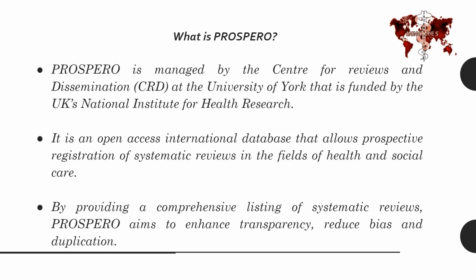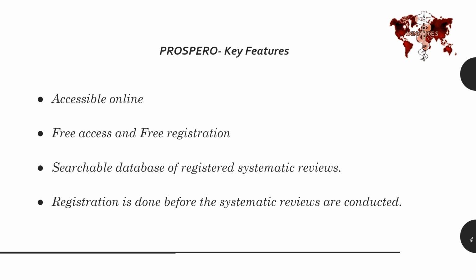Prospero is an open access international database managed by the Center for Reviews and Dissemination at the University of York. It is funded by the UK's National Institute for Health Research. Designed for the fields of health and social care, Prospero allows for the prospective registration of systematic reviews. Its primary goal is to enhance transparency, reduce bias, and prevent duplication by providing a comprehensive listing of systematic reviews.